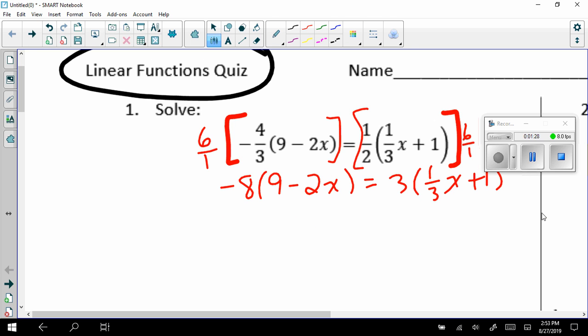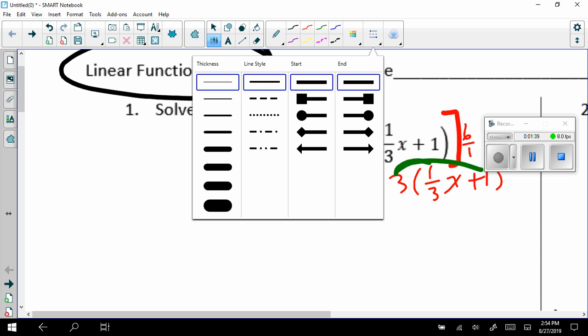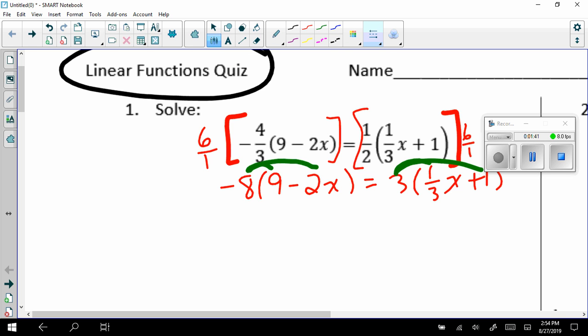that will disappear. So I'm going to distribute my negative 8. And at the same time, I'm going to distribute my 3. So when I distribute my negative 8, I'm going to get negative 72 plus 16x equals, and I get 3 times a third is 1, so x plus 3.